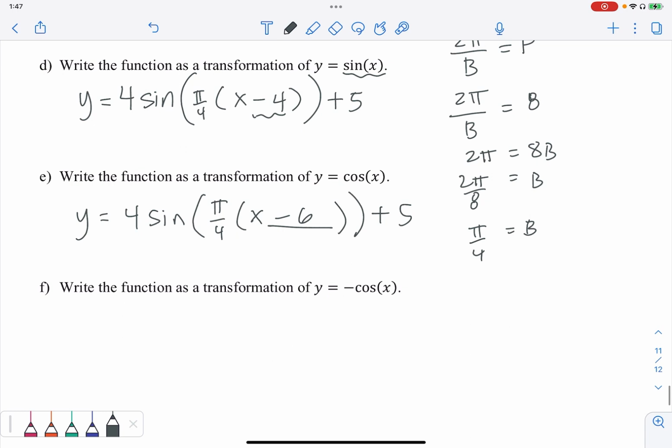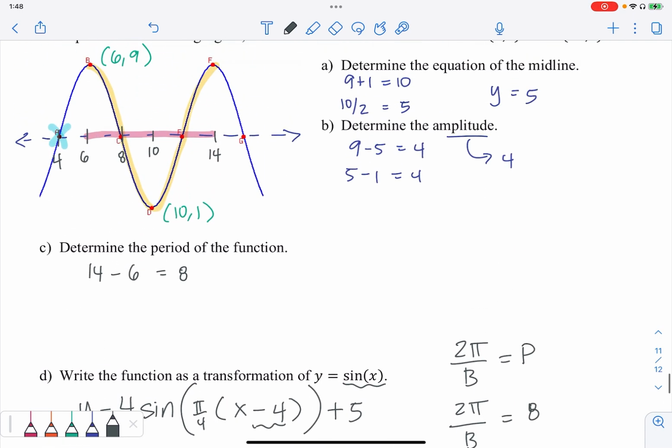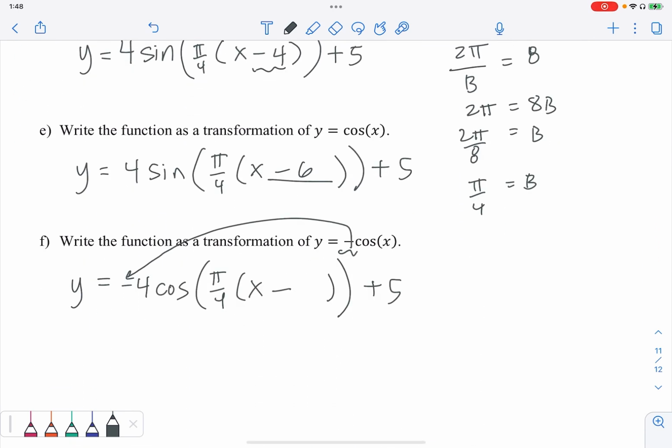What about a minus cosine of x? y equals negative 4 cosine, right? Because it's negative cosine x, the negative needs to be here. Double parentheses, pi over 4 x. I don't know what's going to go inside there until I look back up at my graph. Hope you're not getting too dizzy here. Upside down bowl. Well, I have D. D corresponds to an upside down bowl. Is that 10? Okay, so I could write this as x minus 10.